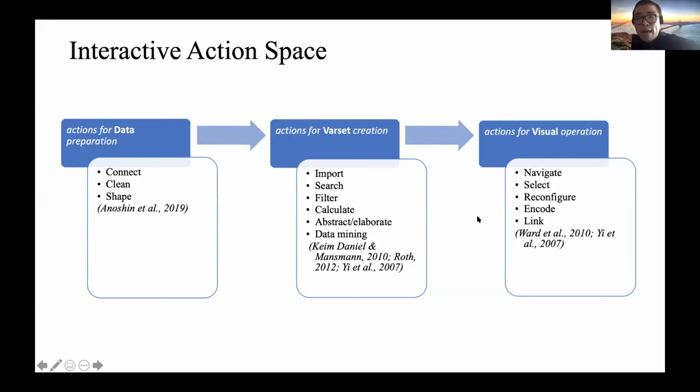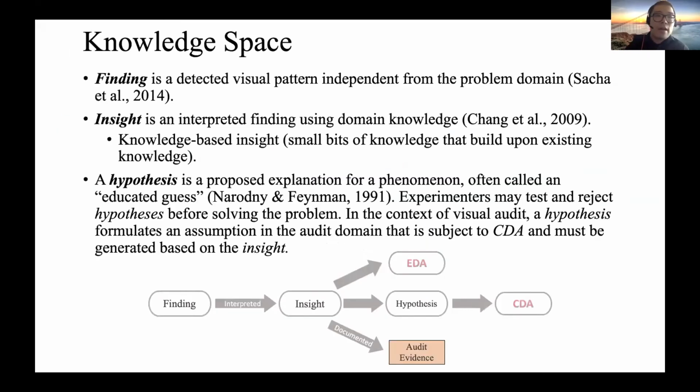So encode here is just mapping. It is how you map your variables and instances in the var set to the graph. The link here refers to linking graph and graph, or graph and tables, or graph and the verbal explanation into a consolidated single representation format, such as a dashboard. So that is the linking.